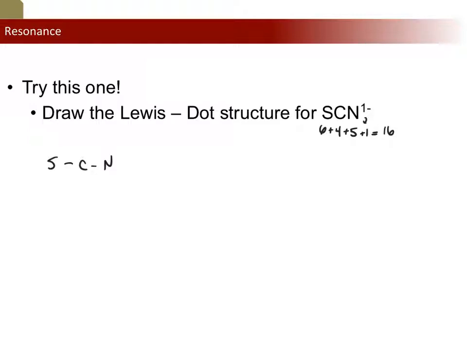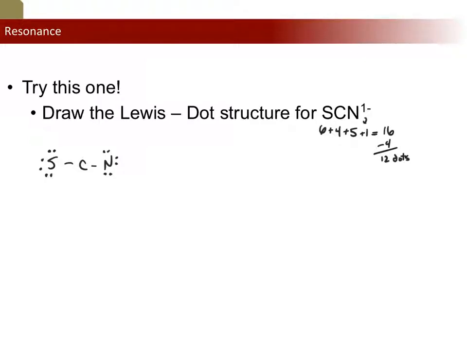Now with 2 single bonds, I subtract 4 from the bank, which leaves me now 12 dots to distribute around the outside working in. And so I'll do that. I'll put 12 dots, which is 6 pairs of dots, around the sulfur and the nitrogen.